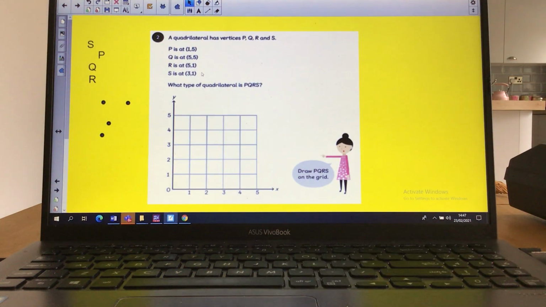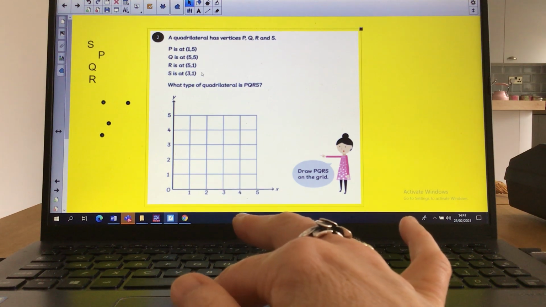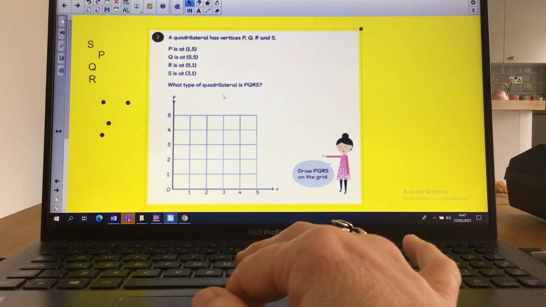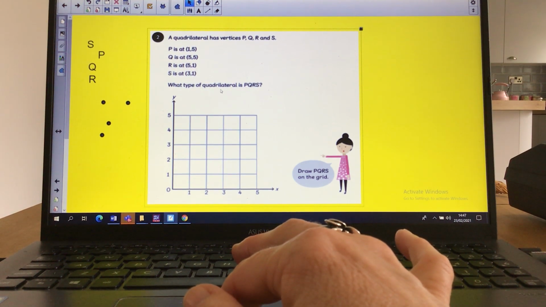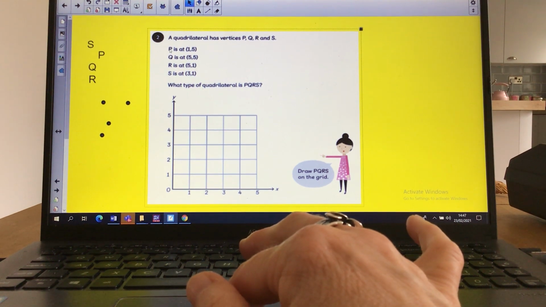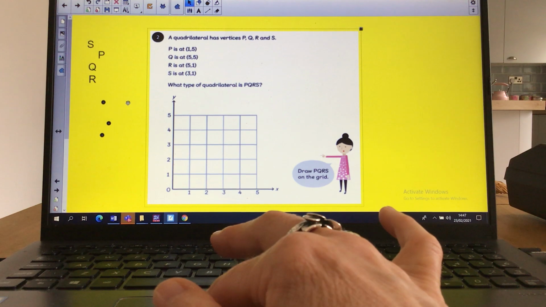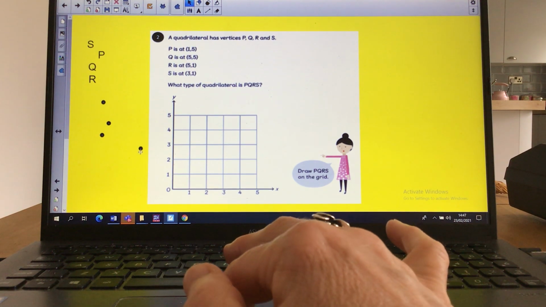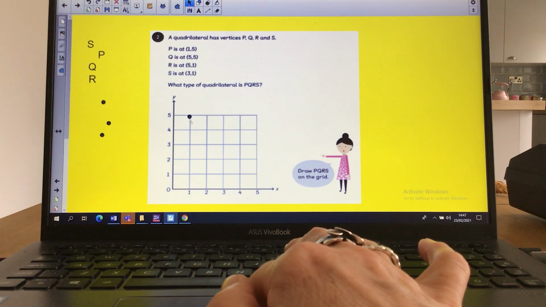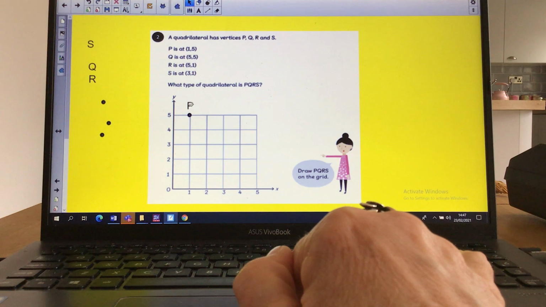A quadrilateral has vertices, corners, P, Q, R and S. And it says, what type of quadrilateral is this? So let's see if we can plot this together. It says we've got to put P on the spot 1, 5. So if I pick up P, where am I going to put it? 1, 5. I'm going to put P there.